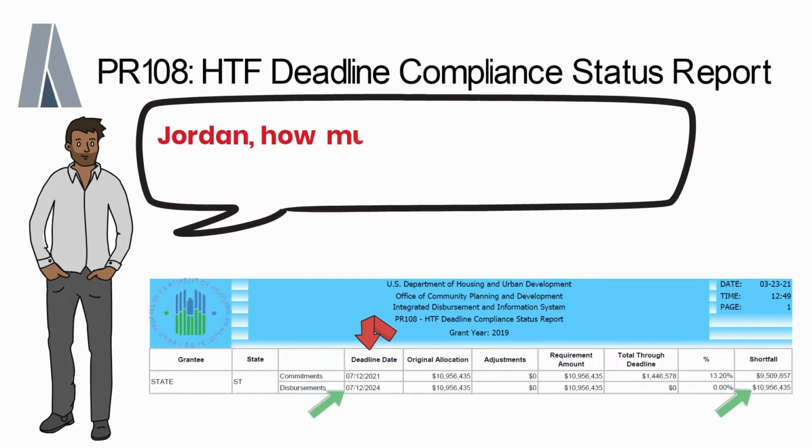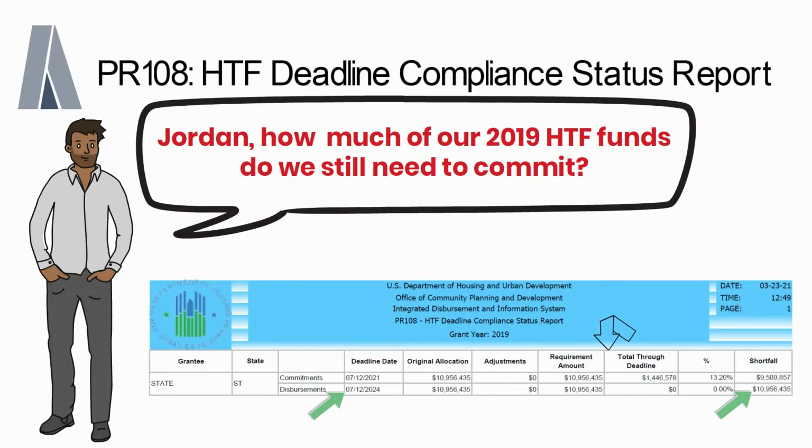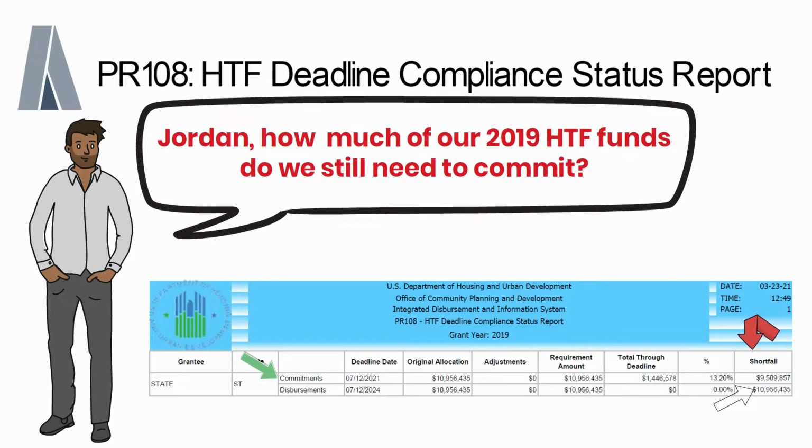Jordan, how much of our 2019 HTF funds do we still need to commit? To answer this question, locate the amount under the shortfall column next to the commitments row. Here you can see that the state still has to commit about $9.5 million of 2019 HTF funds by July 12, 2021, in order to meet the commitment requirement.